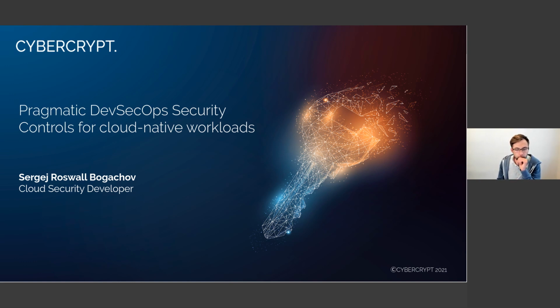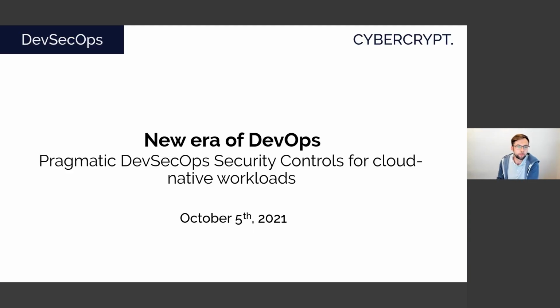So let's go ahead and jump right into it. New era of DevOps. What that is, I'll tell you shortly. This talk is going to be in two parts. In the first part, I'm going to talk about what we think the new era of DevOps is here at CyberCrypt, and what some of these security controls in the cloud might look like. In the second phase of the talk, I will show you hands-on how to apply these security controls and how we do it here in our organization, both internally and also externally.